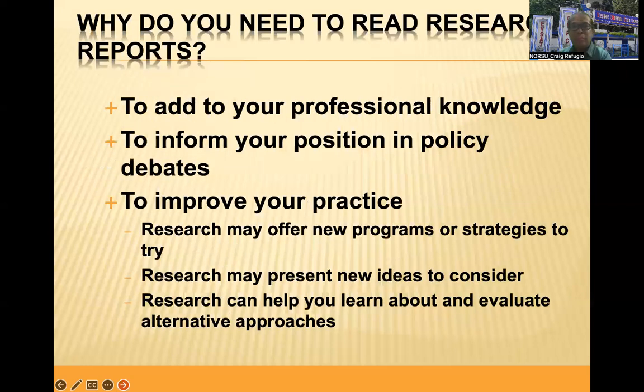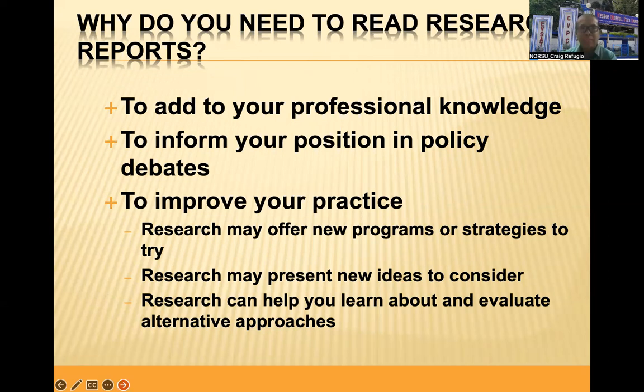Why do we need to read research reports? And this is actually part of the review of related literature. I mentioned that you have to undergo intensive review of related literature when you have identified the research problem or the research issue or the issue itself, or maybe the need or the gap in general. So number one, to add to your professional knowledge. Number two, to inform your position in policy debates.